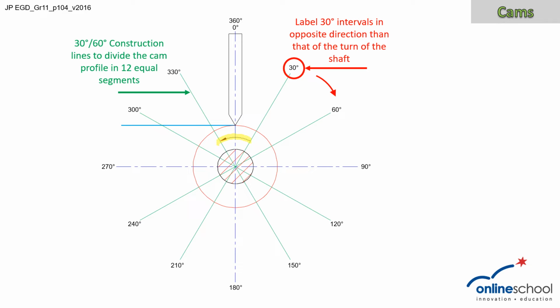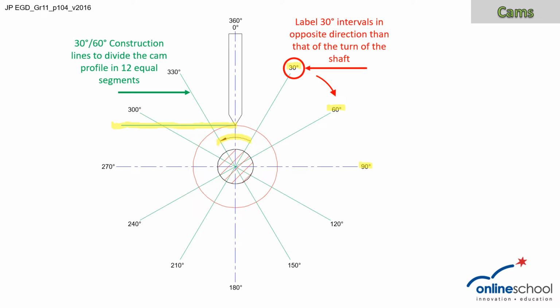We have also drawn in the minimum displacement indicated by this red circle here, and we've already drawn in our follower, and then from the minimum displacement we've also drawn in that baseline for the graph of displacement, and we also have labeled now, in the opposite direction to that of the turn of the camshaft, our 30, 60 and 90 degree and so on intervals, and we've labeled them properly on the outer edge of our construction.